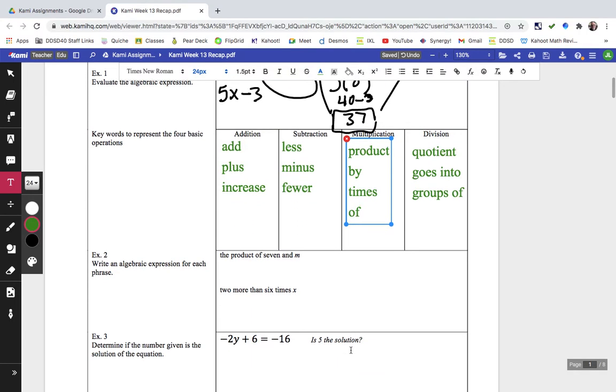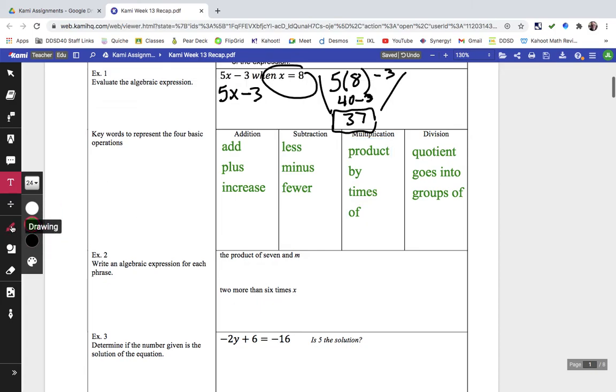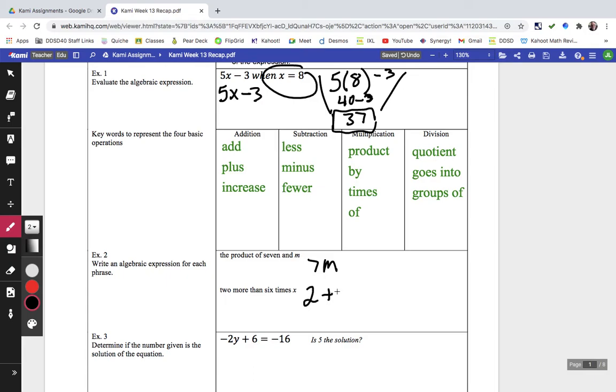The product of 7 and m, we discussed in class how this has like 26 symbols that are being used if I count up every letter and every space. But to write it in algebra, we only need 2. 7 times the number m. That means exactly the same thing. Or 2 more than 6x. And this could also be written as 6x plus 2. So those mean exactly the same thing.